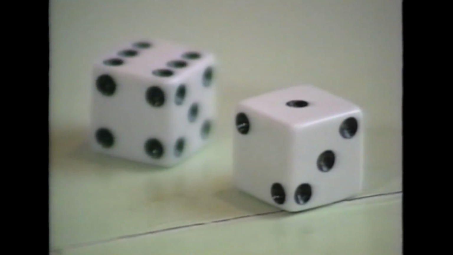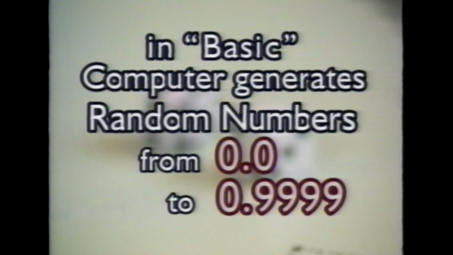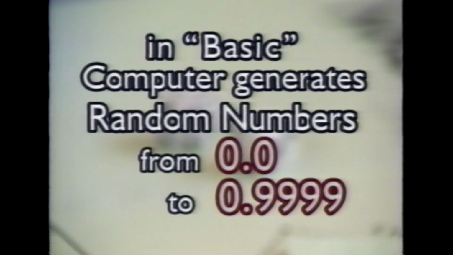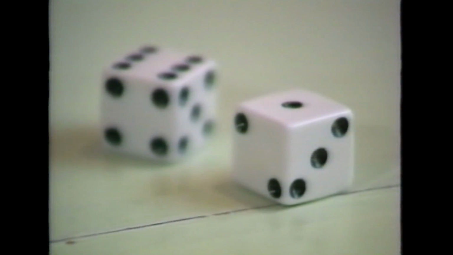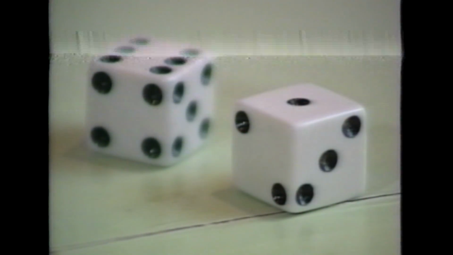The computer, when you're working in the language BASIC, can generate its own random numbers, and what happens is the computer will generate a random number from 0 up to 0.9999. Now, that's no good for dice values because we want a value on each die that will go from 1 up to a value of 6. So what we're going to have to do is take the random numbers that the computer generates and just modify them slightly, and here's how it goes.